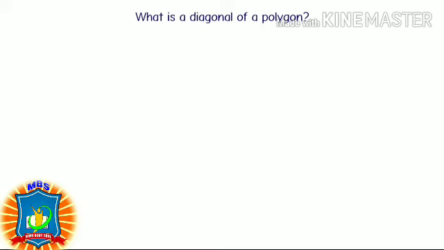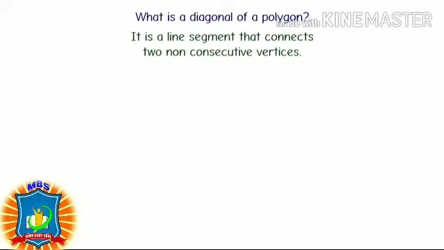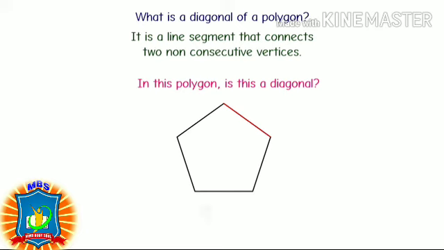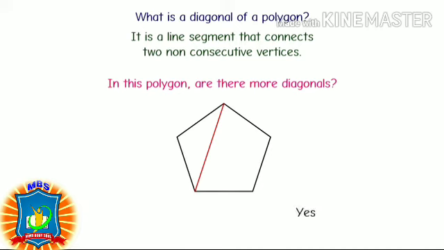What is a diagonal of a polygon? It is a line segment that connects two non-consecutive vertices. In this polygon, is this a diagonal? No. In this polygon, is this a diagonal? Yes. In this polygon, are there more diagonals? Yes.